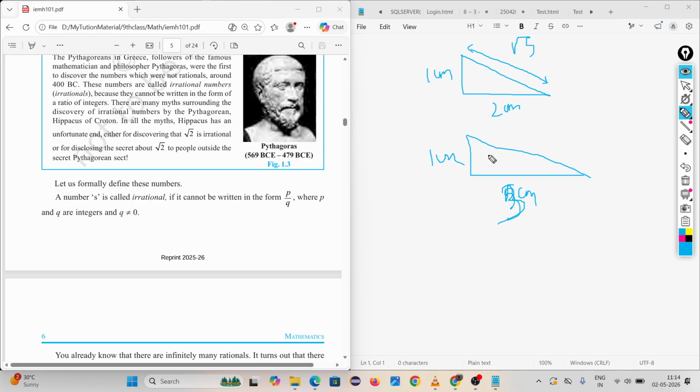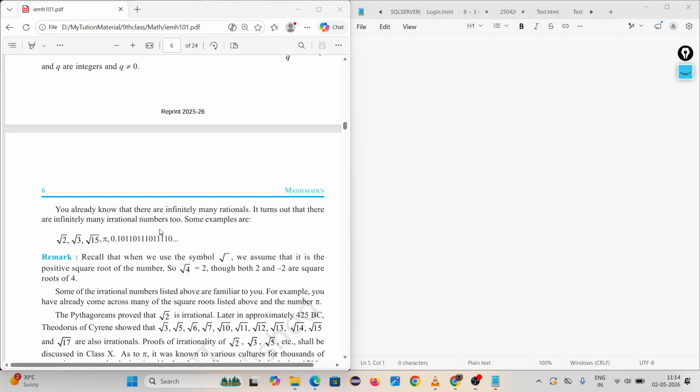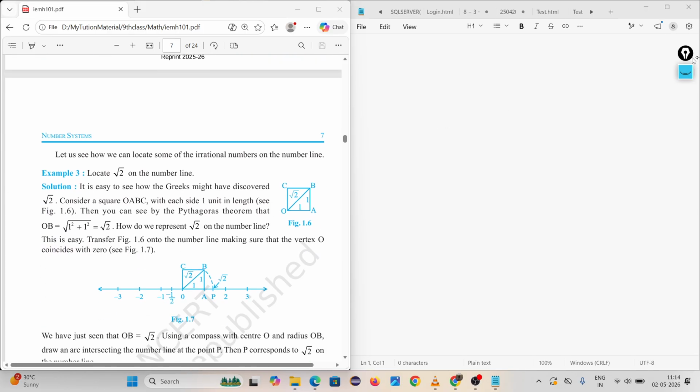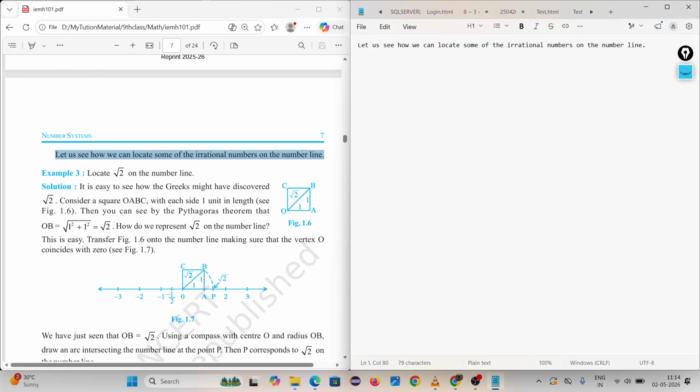10, square root of 10. Why are we learning this? Now you can understand. The next concept is how to represent an irrational number on the number line.